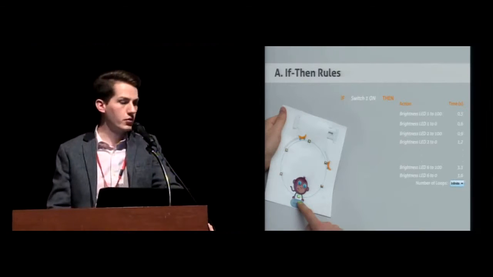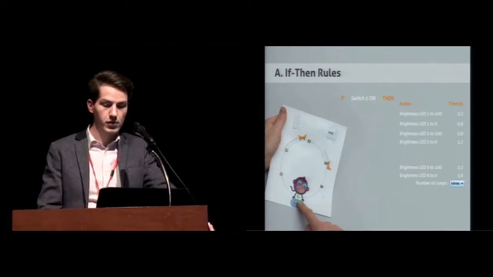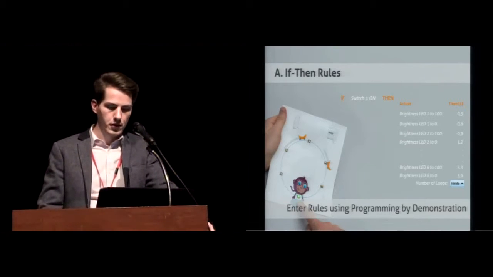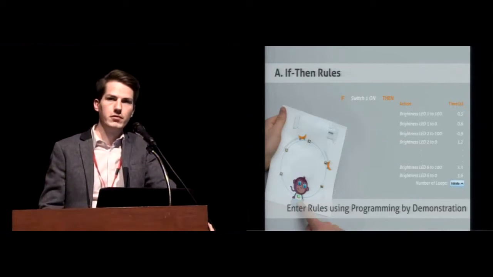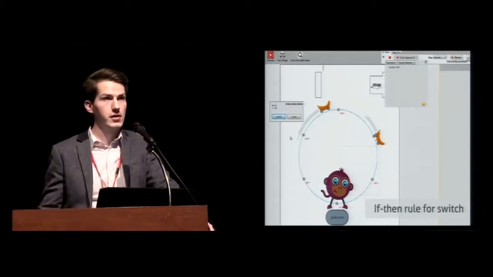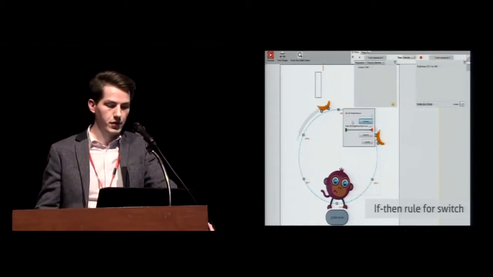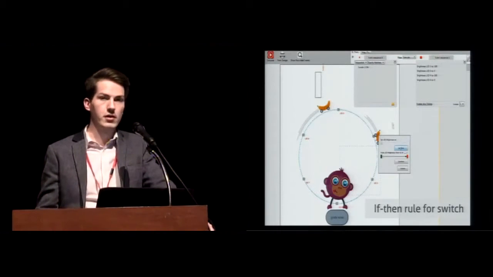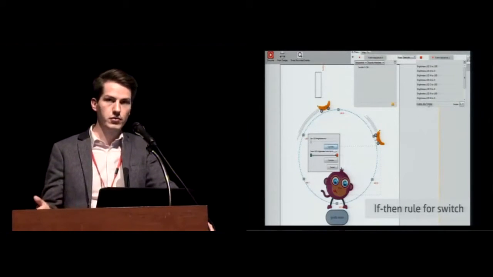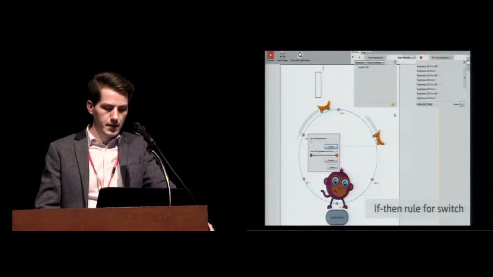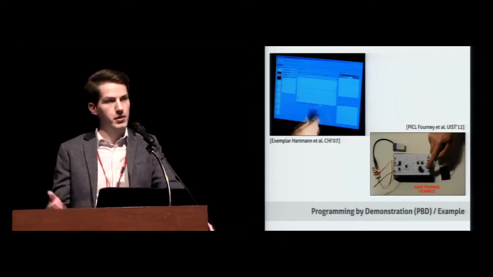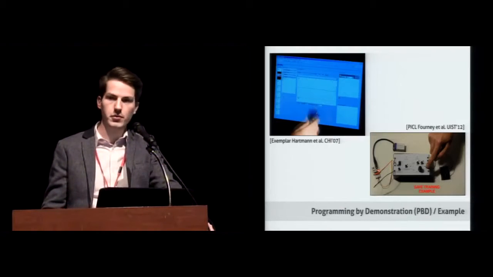So the question now is, how does the user specify these rules? That's done using a program by demonstration approach. The idea is that the user just demonstrates the input and output that needs to happen, and the system records this and afterwards translates that into code for the microcontroller. So the user just demonstrates that the switch goes on, and that all the LEDs go to 100 and back to 0. This idea of program by demonstration has been used in the past by systems like Example and Pickle.